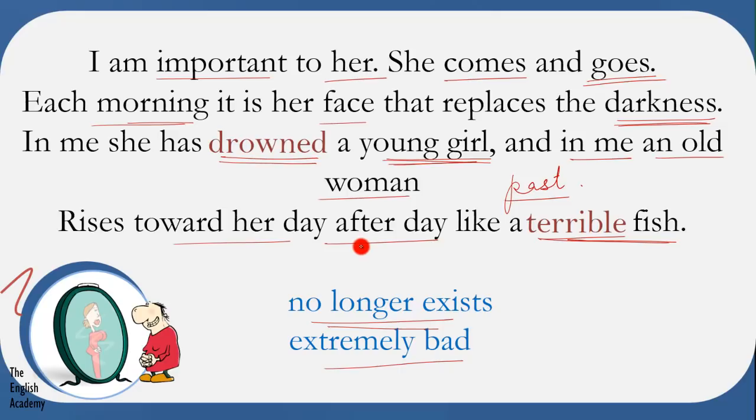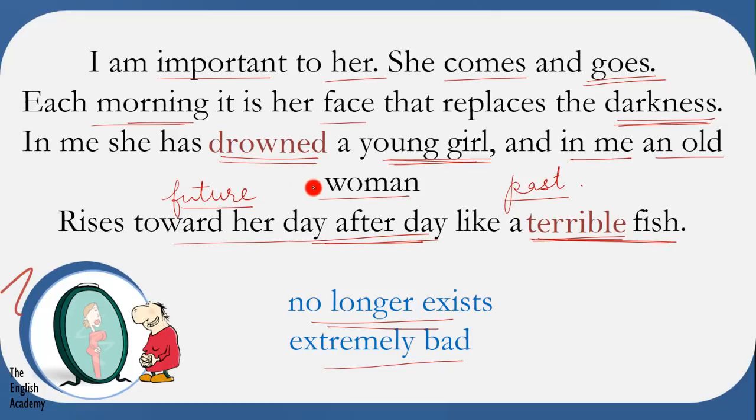So the mirror says that the woman's future image, that of an old, ugly looking woman, is also saved in the mirror only. And with each passing day, this future image of the woman is getting closer to her. And it is just like a terrible fish, an ugly looking bad fish. And one day, where will this woman see this future face of hers? In the mirror itself. One day when she looks at herself in the mirror, she will see this old ugly face of hers in the mirror.